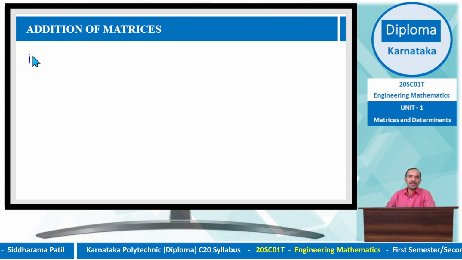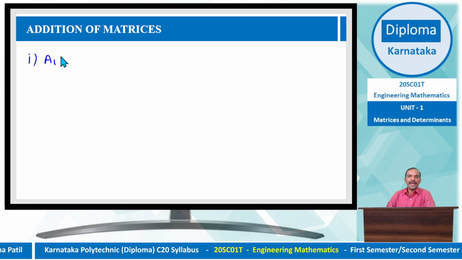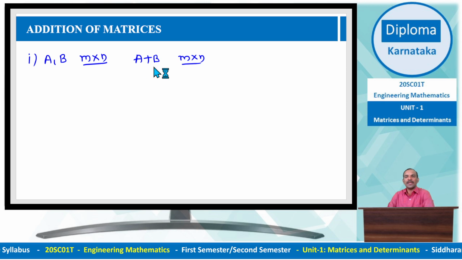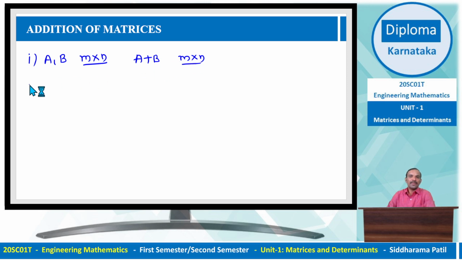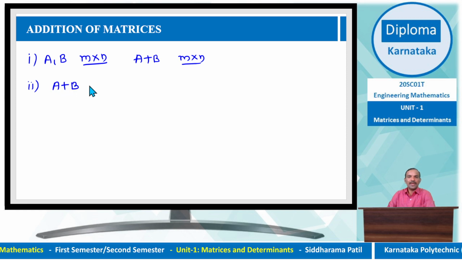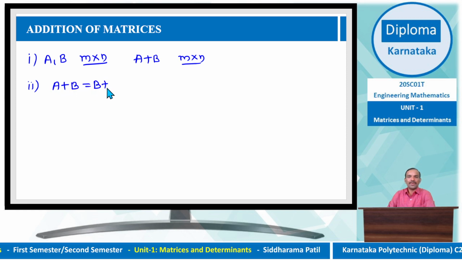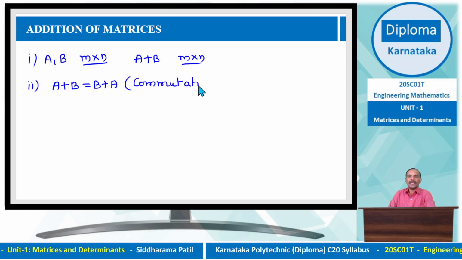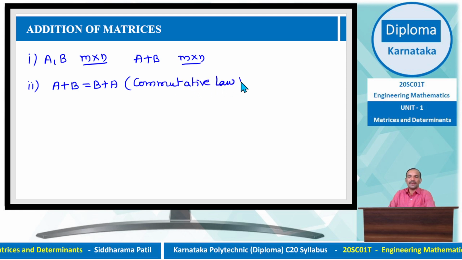First property, as you have seen, is that if A and B are two matrices of order m cross n, then A plus B is also of order m cross n. If A and B are of the same order, then A plus B is always equal to B plus A. This is called the commutative law: addition of matrices is commutative.